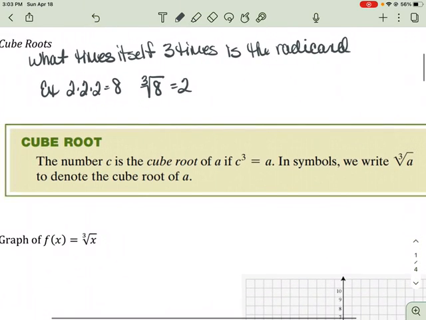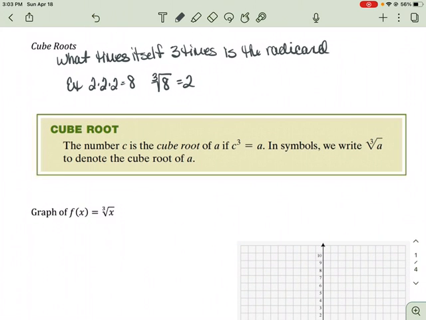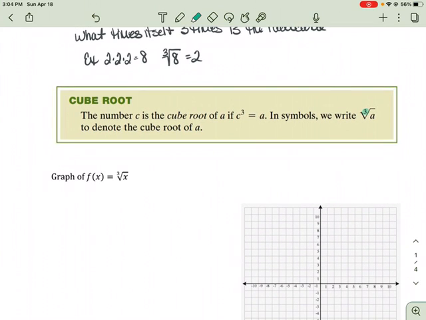Okay? And that's going to be our definition. The number c is the cube root of a if c cubed equals a. In symbols, we write the cube root of a to denote the cube root of a. So notice that we have an index, this guy right here, which tells us that we're doing a cube root. If there's no number there, we assume it's square root. So as we change roots, that number is going to change.